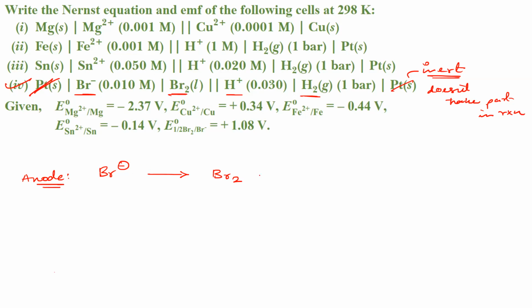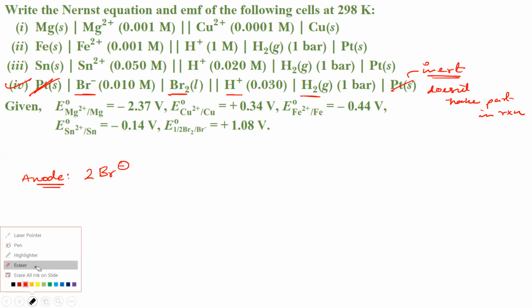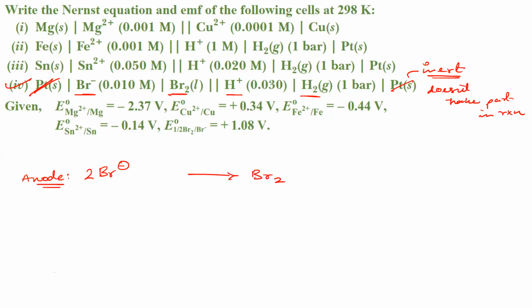Tell me. First of all, we will balance this whole thing now. So this will be 2Br. Right? Yes, sir. Okay, let me get a bit more space here. Now Br negative is getting converted to Br2, hence I have written 2Br negative. Why? Because there is a 2. Now let us talk about the charge. So what do you think? What is going to happen? Is this going to give electrons, or is it going to eat electrons?